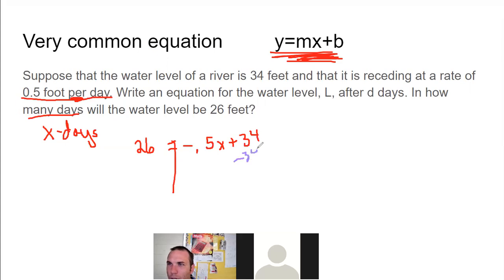Minus 34. Minus 34. This is negative 12 equals negative 0.5 x. Divide by negative 0.5. Divide by negative 0.5. And I don't know what this is. Is that 24? Is that 24 days? Yeah, 24 days. Okay.